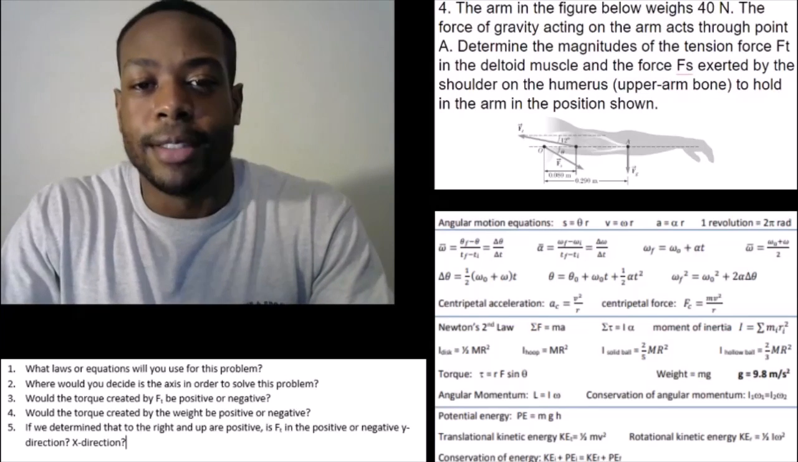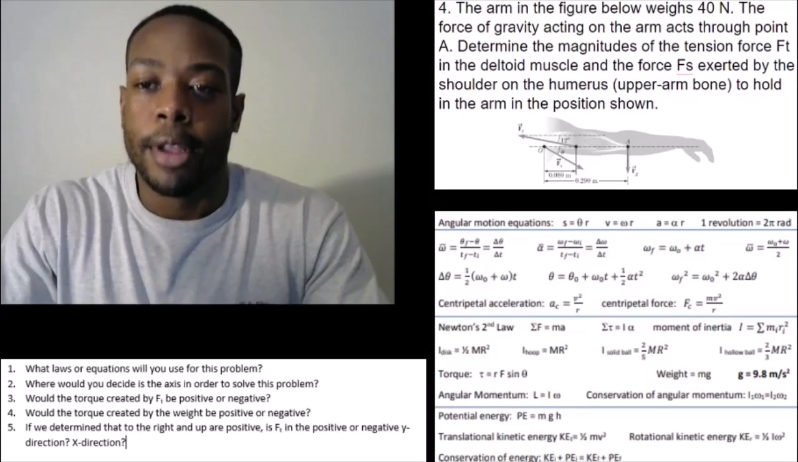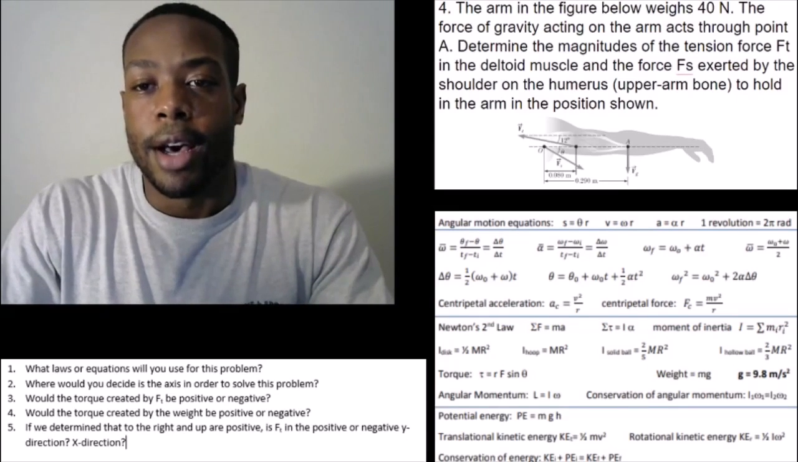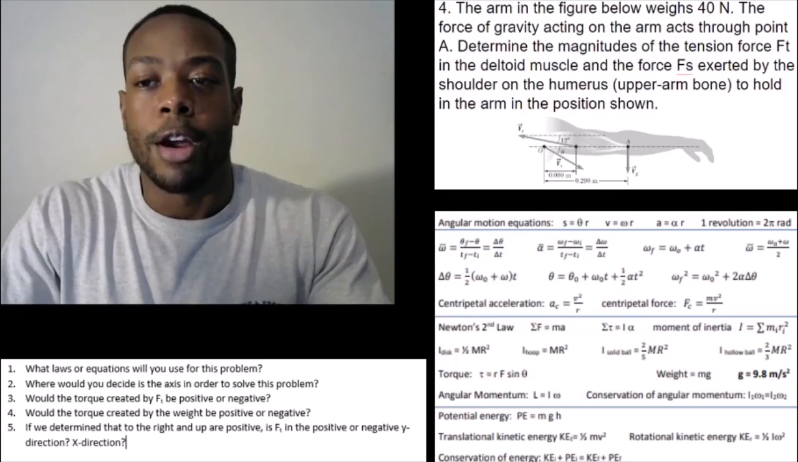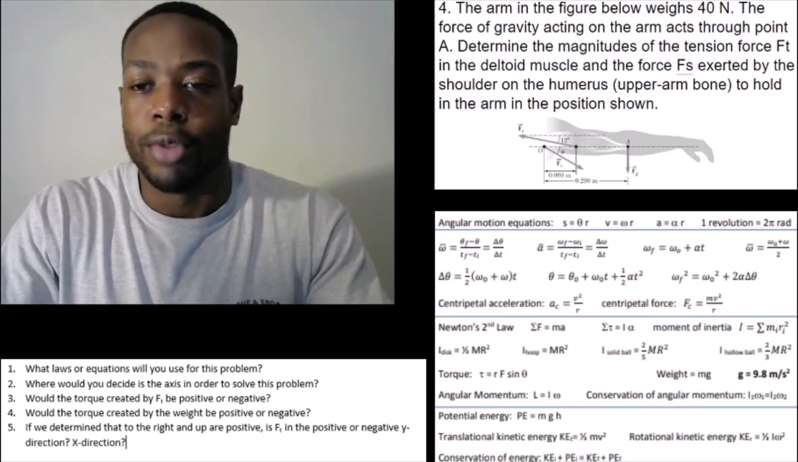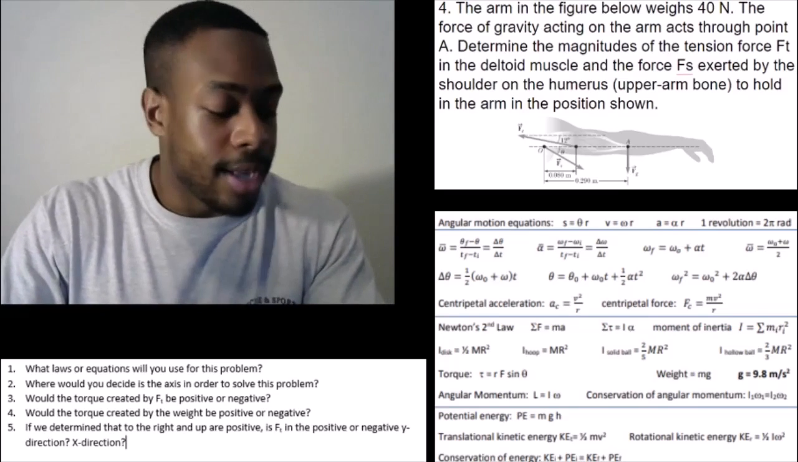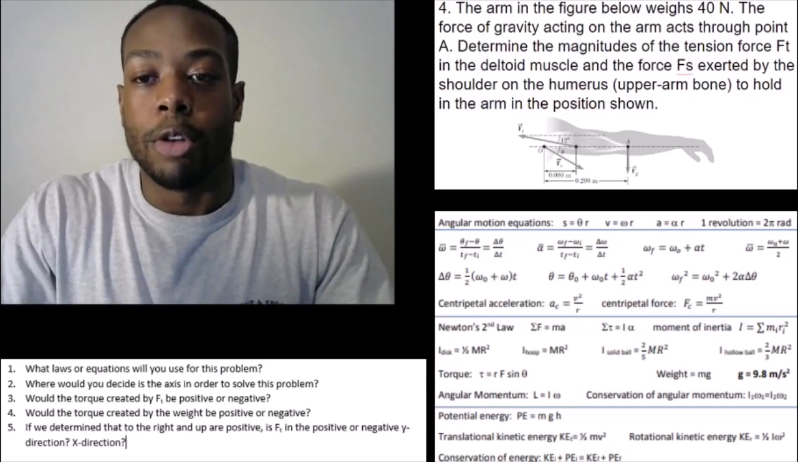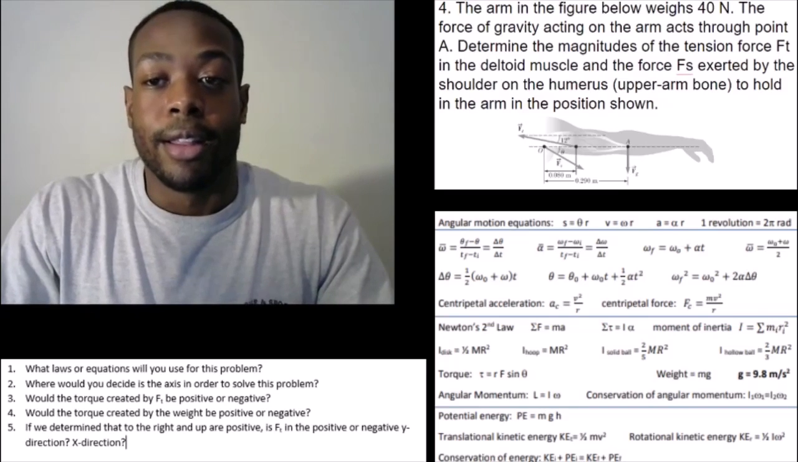So next question is the arm question. We've got the arm, and it weighs 40 newtons. The force of gravity is going to be pulling on the arm through point A, which is right there in the center, which is 0.290 meters from the shoulder. Force T is what we're looking for. We're also looking for force S, and that is it.